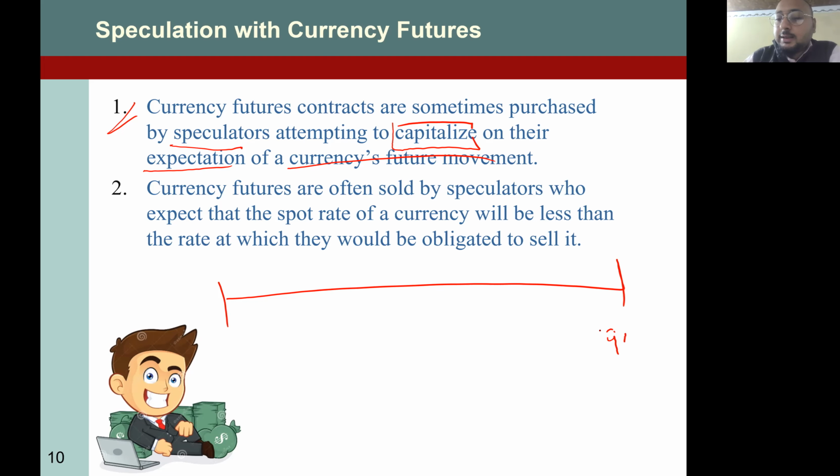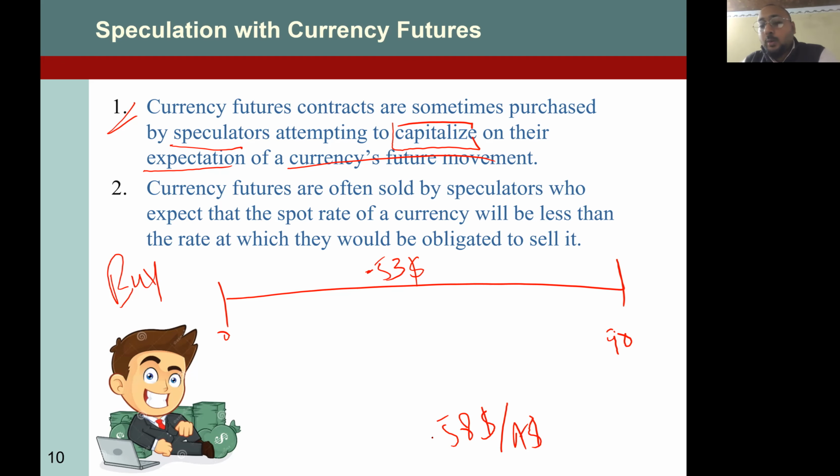For example, in 90 days, they enter into a contract to buy Australian dollars at 0.53. Right? They buy a contract. So what they are betting on is that the Australian dollar will be equal to $0.58 per Australian dollar. What if their expectation is true? They will buy from the seller, because the seller is bound to sell to them at 0.53.